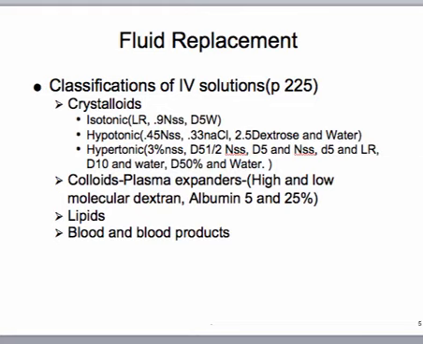Next up, we have the colloids. These are the plasma expanders. We have high and low molecular dextran, albumin 5% and 25%. The colloid solutions contain protein and other large molecular substances to increase osmolality without dissolving in the solution. Lipids are also a form of fluid replacement, as are blood and blood products. As far as the solutions, looking at the isotonic solutions, these have the same approximate osmolality to our ECF, or extracellular fluids or plasma.